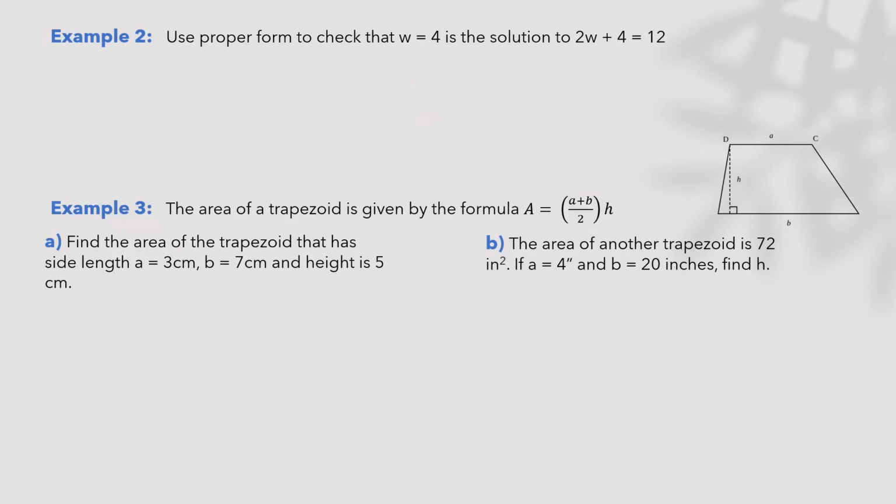Example 2. Use proper form to check that w equals 4 is the solution to 2w plus 4 equals 12. This is important here, proper form to check. So I already have the answer. The answer is w equals 4, but I'm going to use proper form to check it. And proper form doesn't mean I just figure it out in my head and say, yeah, that'll work. I have to show my steps here.